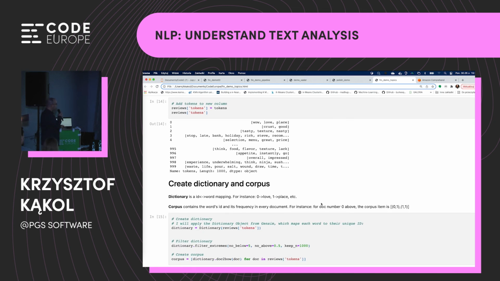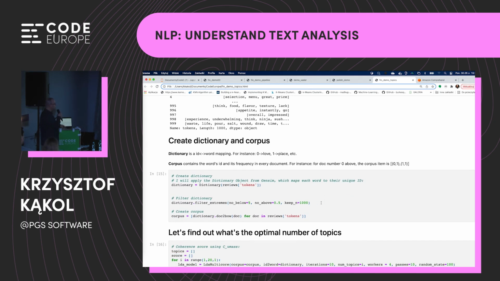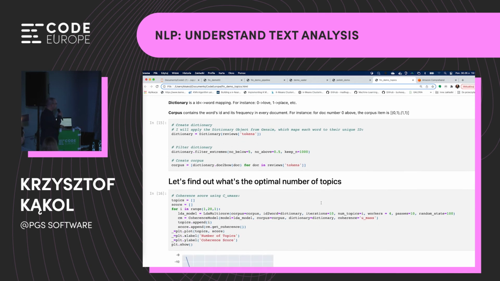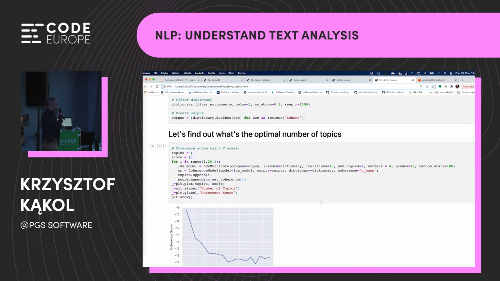And now I'm creating the dictionary and corpus. So there is an example there. Dictionary is an ID-word mapping. For instance, 0 means love, 1 means place, and so on. And corpus contains the information how many times the given word is used in a given sentence. And then we have to do some magic.